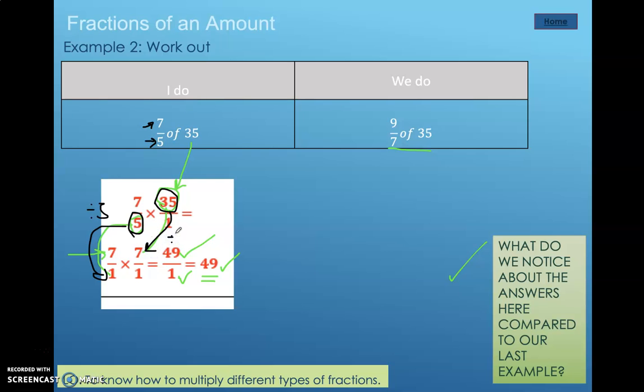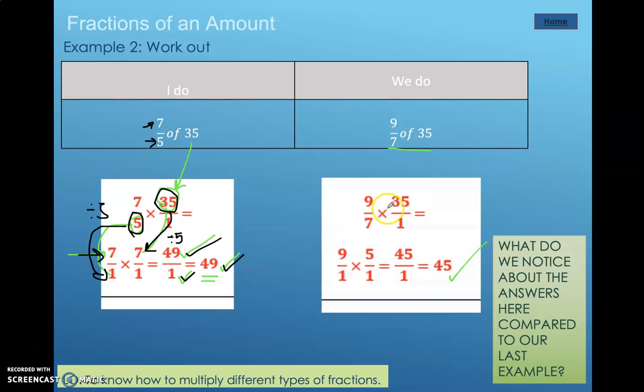And then all we have to do is multiply our numerators. So we get 7 times 7, which is 49. 1 times 1 gives us 1, so our answer is 49. So as you notice, because our fraction is larger than 1, our answer, 7/5 of 35, is larger than 35. It's grown, whereas in our last examples, the number was smaller because our fraction was less than 1. And that will link to our work on percentages later on. So if you can pause the video now and try and complete the we do.